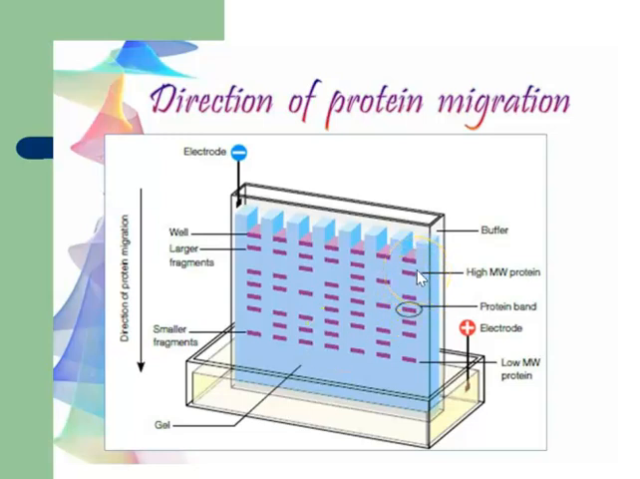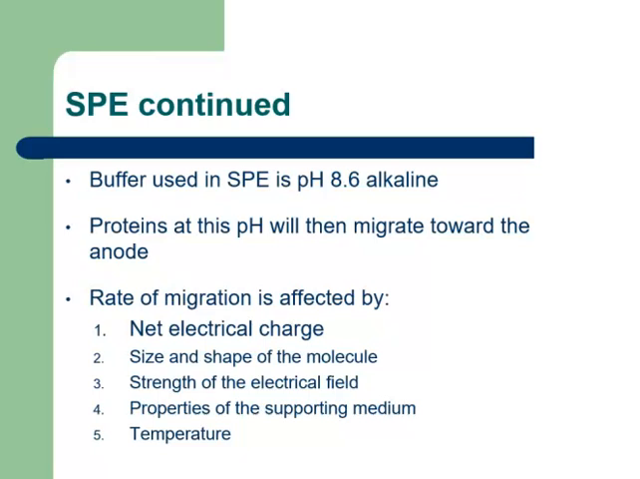The heavier or more dense bands, or higher molecular weight bands, will stay closer to the beginning, the negative charge, and the smaller fragments or lower molecular weight bands will be able to travel farther along in the gel. The buffer that's used for serum protein electrophoresis is usually a pH of 8.6, which is alkaline. Proteins at this pH will usually migrate towards the anode, which is the positive electrode.